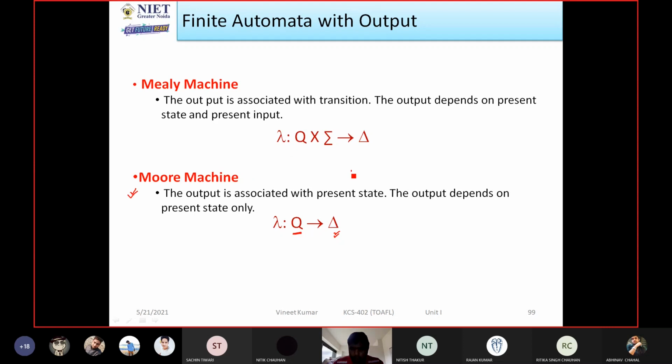In a Moore machine, output depends only on the present state. Clear this point? That means your output symbols, denoted by delta, all output comes according to the states. While in the case of a Mealy machine, output depends on the present state and present input. That means when we apply any input over the state, there is an output.